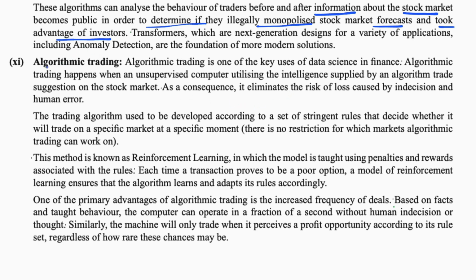Now, coming to the last but not the least significant, that is algorithmic trading. Algorithmic trading is one of the key uses of data science in finance. Algorithmic trading happens when an unsupervised computer, utilizing the intelligence supplied by an algorithm, trades on the stock market. This method is known as reinforcement learning, in which the model is taught using penalties and rewards associated with the rules. Based on facts and taught behaviors, the computer can operate in a fraction of a second without human indecision or thought. So, no human emotion, no panic selling, no hesitation. The computer runs algorithm rules to buy or sell in microseconds.